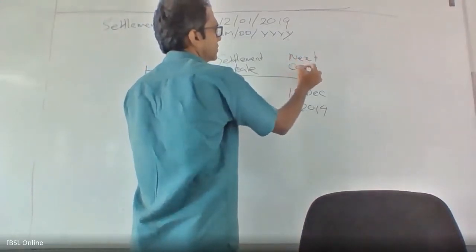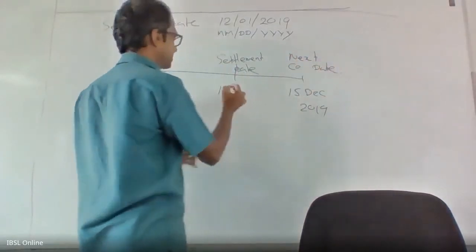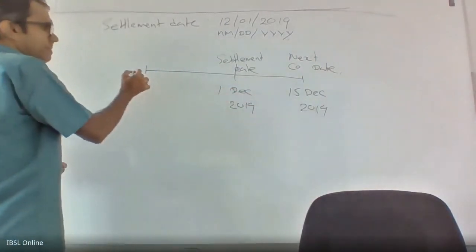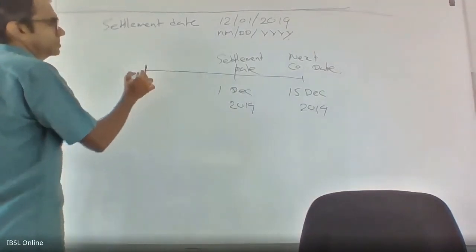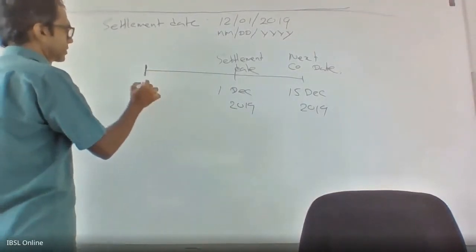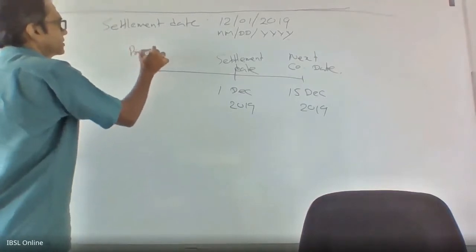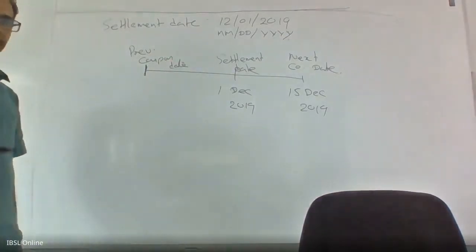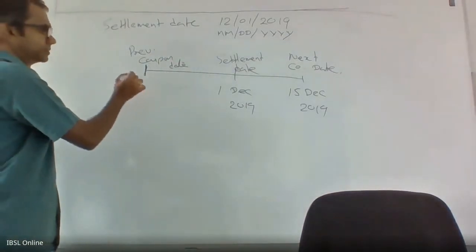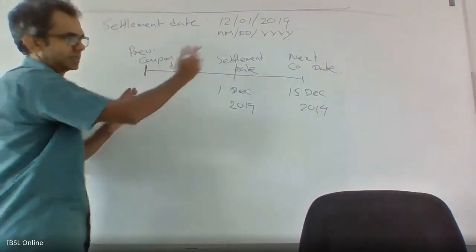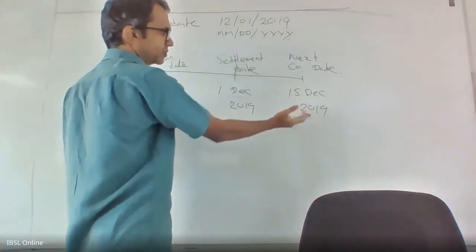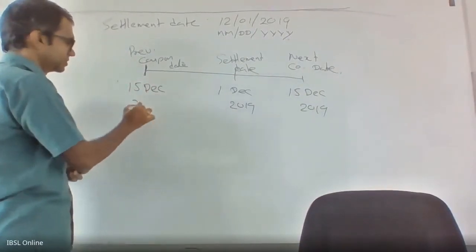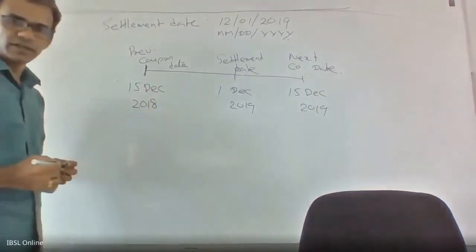Next coupon date was December 2019. Previous coupon date. If it is annual, what is the coupon date? If it's annual coupon, the next coupon date is 15 December 2019. Previous coupon date should be 15 December 2018.